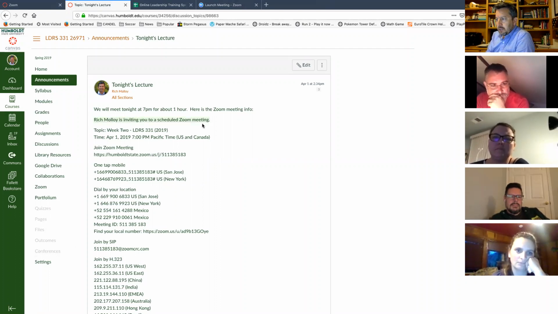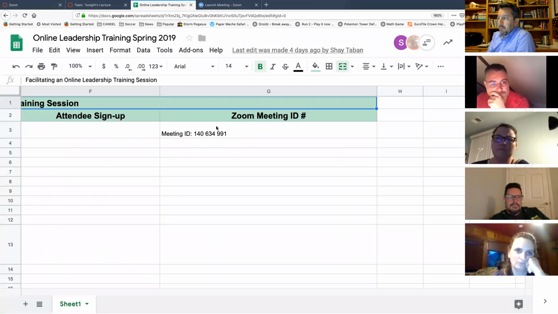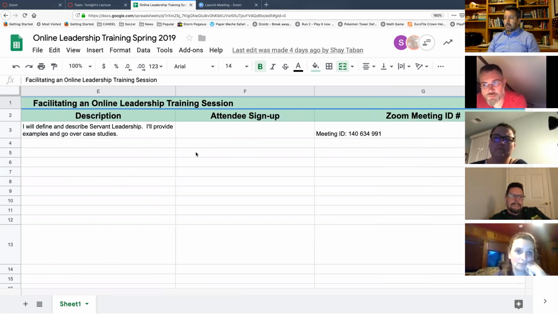It starts here, and then it goes all the way down. If you'll notice, the meeting ID is right here. It's kind of buried in the text of this email. So if you just copy that and then go back and paste it here, anybody that's logged into a Humboldt State student account can join your meeting if they have that meeting ID. So that's that.